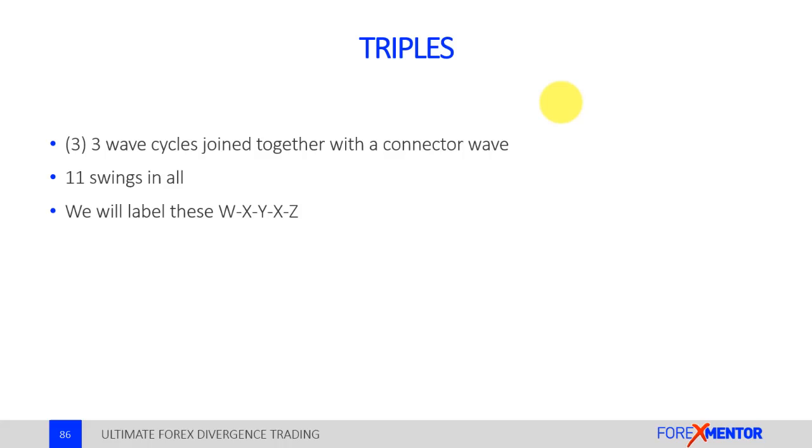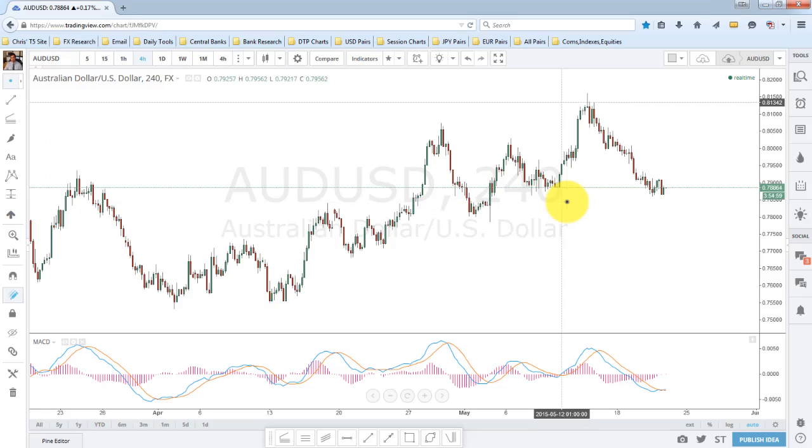Now, doubles are the most common pattern that we're going to see in the market, but we do see quite a fair share of triples as well. So let's go ahead and look at the charts. This is an example of a triple on the Australian dollar 4-hour chart, and this is a current chart. I'm just going to go through this and look at the measurements and label it.